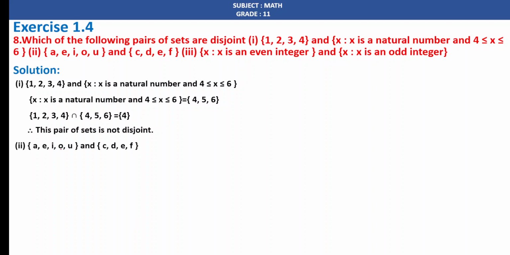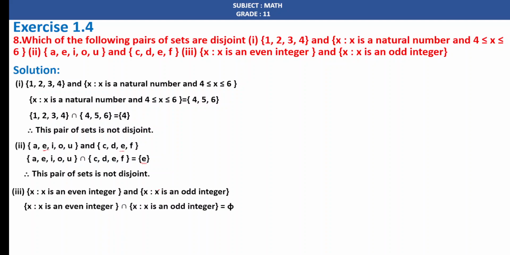Now, {A, E, I, O, U} and {C, D, E, F}. So, what is the intersection in this one? In both sets, E is common. Therefore, {A, E, I, O, U} intersection {C, D, E, F} is a set with the element E.